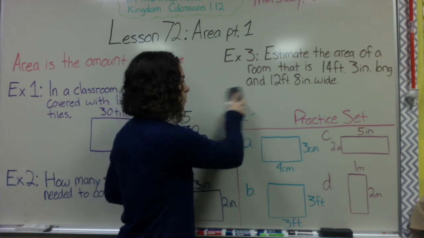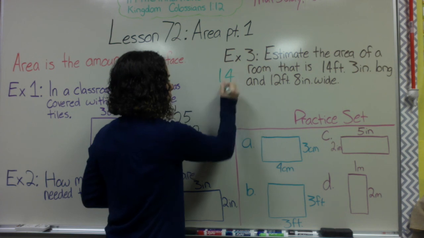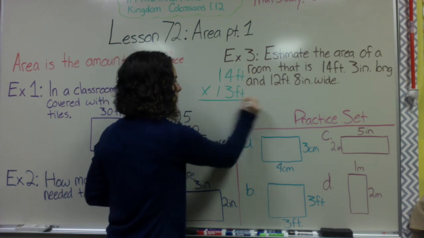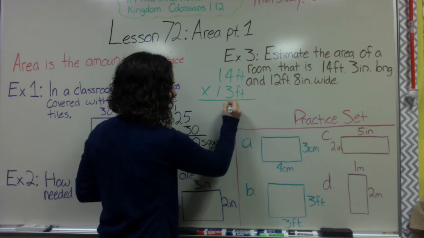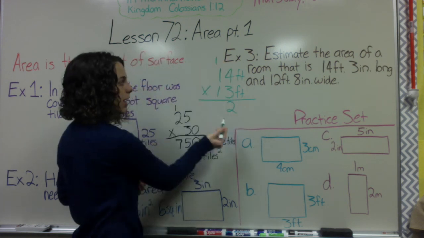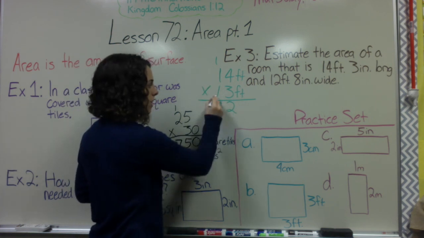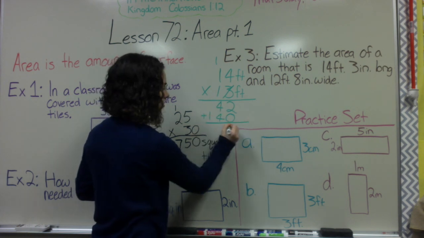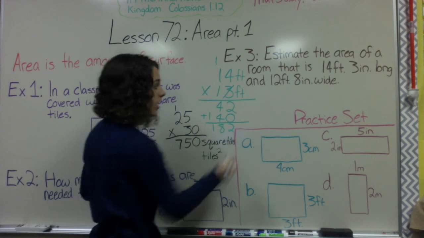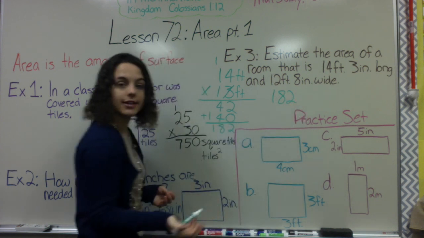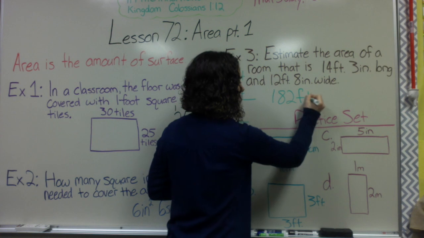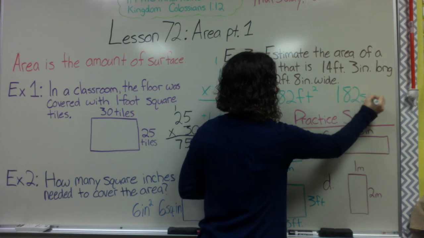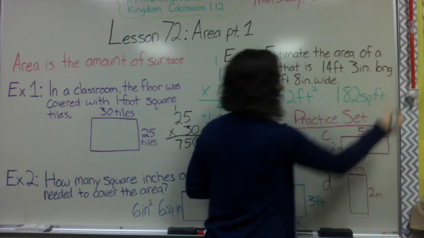I'm going to need to move this because this one will take a little bit more room. 14 feet times 13 feet. I'm going to multiply these two together. 3 times 4 is 12. 3 times 1 is 3, plus 1 is 4. Now I'm multiplying by my tens place, so I put down my 0. 1 times 4 is 4. 1 times 1 is 1. Add them together. There's 2, 8, and 1. So 182, and I'm going to label it feet squared, or I can write it as 182 SQ feet. Again, I will accept both.